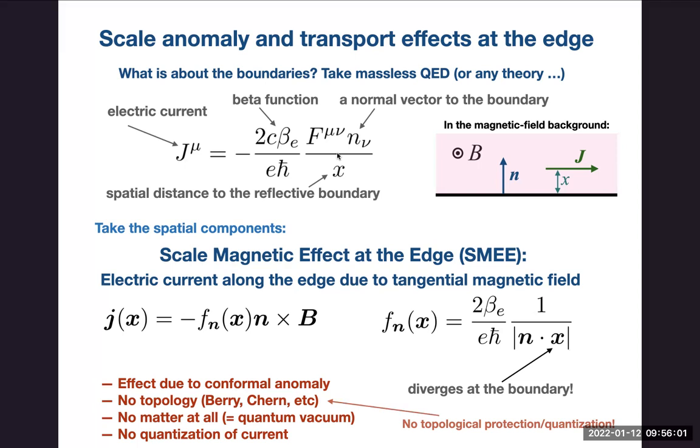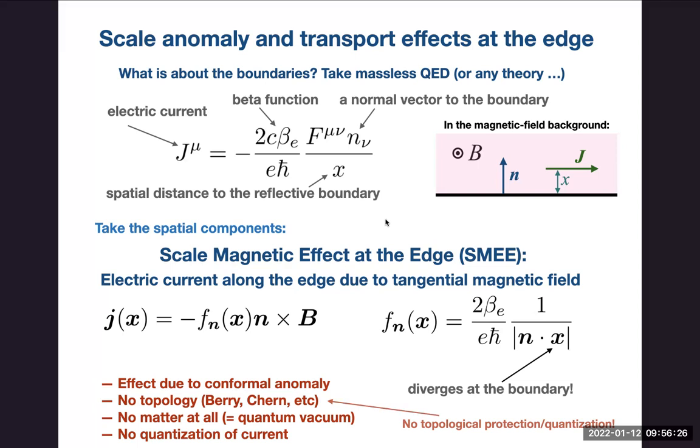And there is no quantization because normally when you look at those numbers which appear in spin Hall and other topological systems, some Haldane systems and so on, you know that you have some number which is quantized or well-defined, like central charge, which is kind of 1/12, for example. Here you have the beta function, which can be different in different theories and it's not quantized at all. Moreover, you can get some quantum corrections to that.